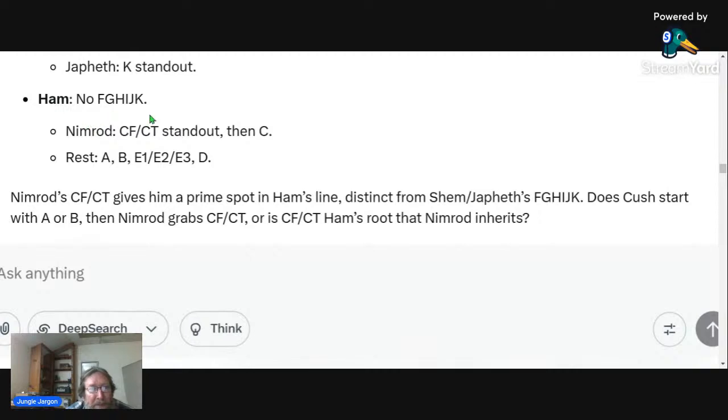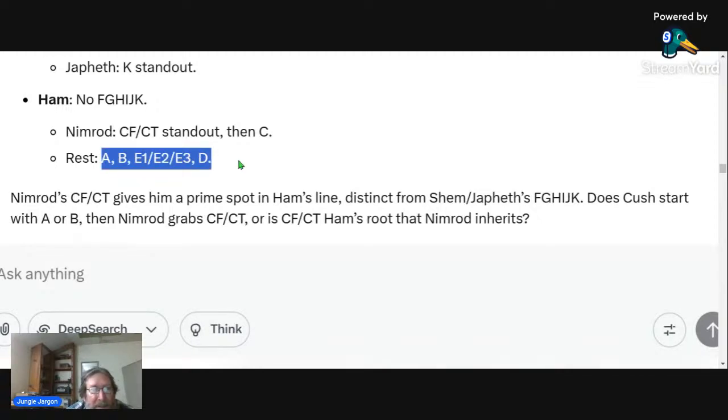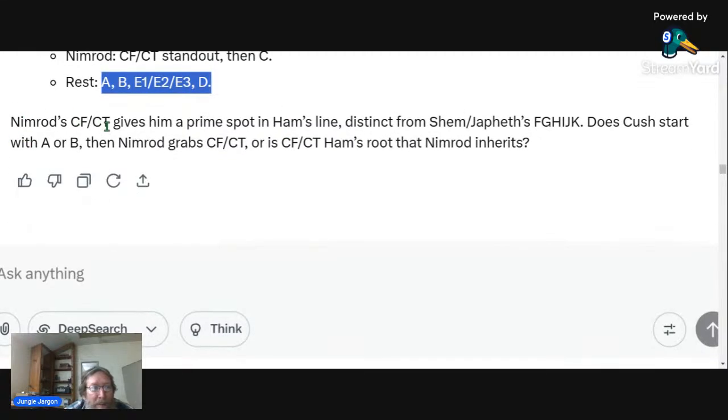Ham has no F, GHIJK. Nimrod, C, FCT standout, then C. The rest, A, B, E1, E2, E3, and D. Right, they do not have the CF marker. So none of these have the CF marker that Nimrod shares with Eurasians and the descendants of Shem. Nimrod's CFCT gives him prime spot in Ham's line.